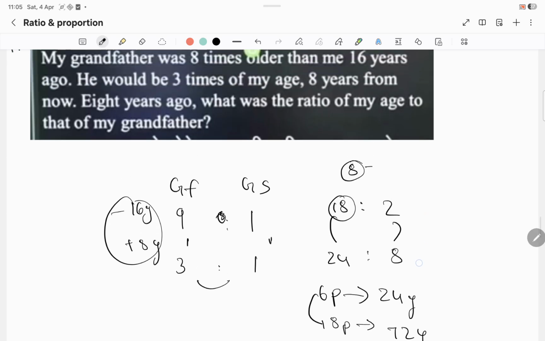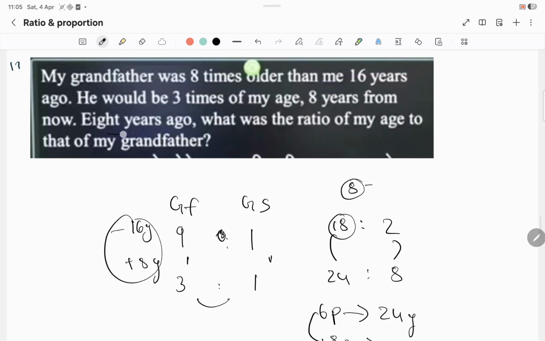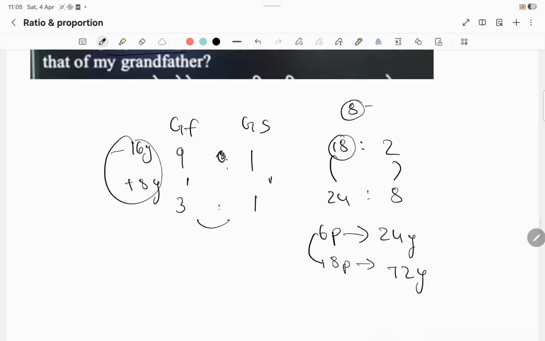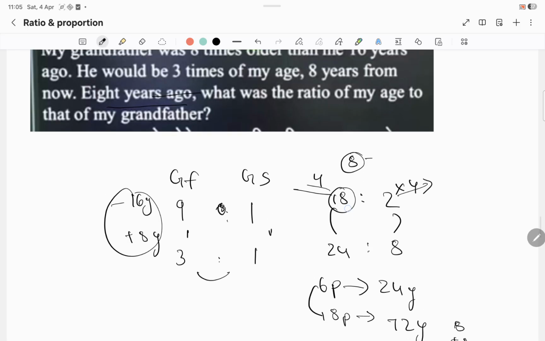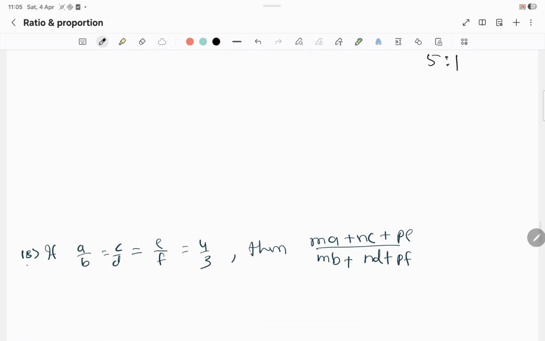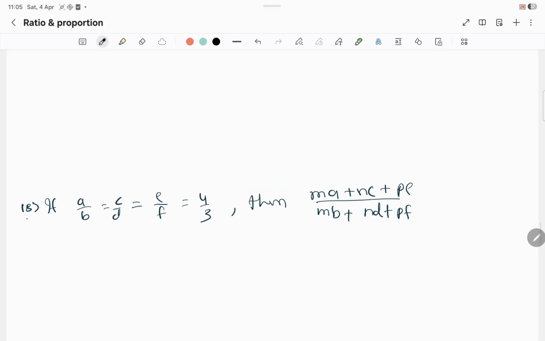This 72 years is 16 years back. But what they are asking is 8 years ago. 8 years ago means from the 16 years back, we need to add 8 years. So adding 8 years, it becomes 80. And this becomes 72. To become this 72, we multiplied by 4. Also if I multiply by 4, 8, so 8 plus 8, 16. Now what they are asking, the ratio of my age to my grandfather's? So 16 to 80, 1:5. Hope you understood this. These kinds of questions we'll see next.